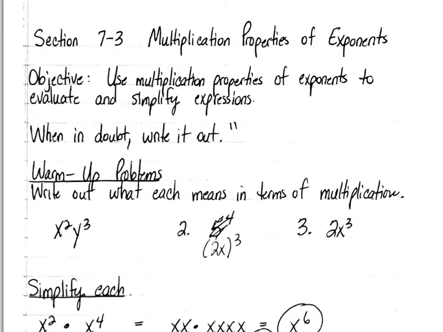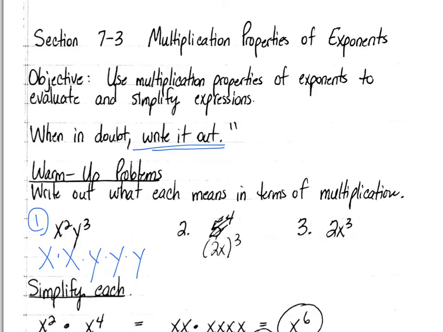But if you write it out, it makes things less complicated. So some warm-up problems. Write out what each means in terms of multiplication. So if you look, this first one here, x squared times y to the third power, that simply means take x, multiply it twice, and then take y and multiply it 3 times. So when in doubt, write it out.